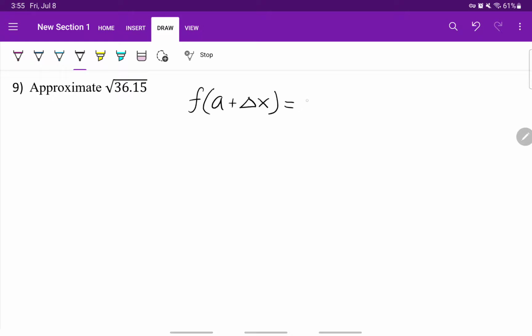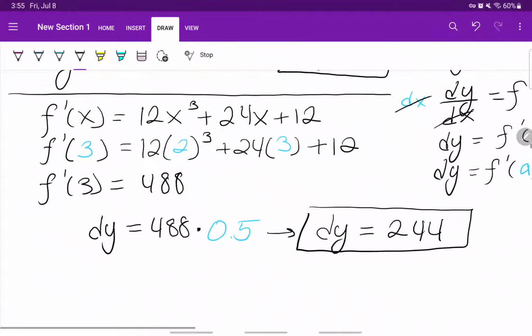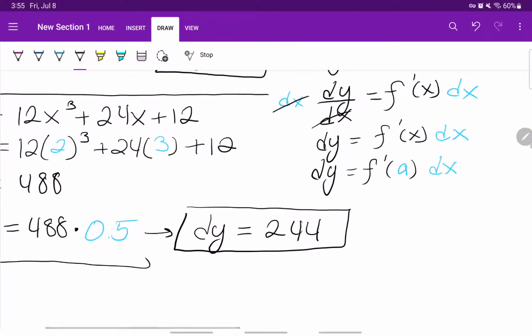That's approximately equal to f of a plus f prime of a times dx. This is our differential, and this is f of a. In the last question, we went over differentials and how to find our differential. We did it right here, because the differential is equal to f prime of a times dx. So we should have that in the bag.